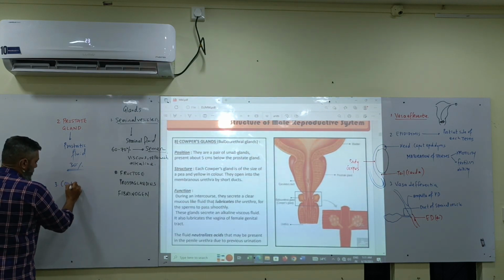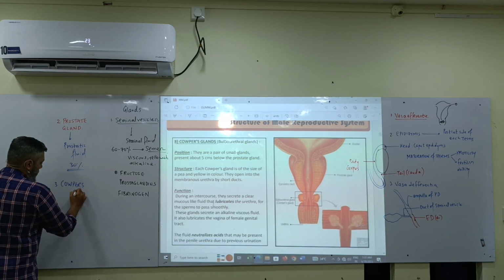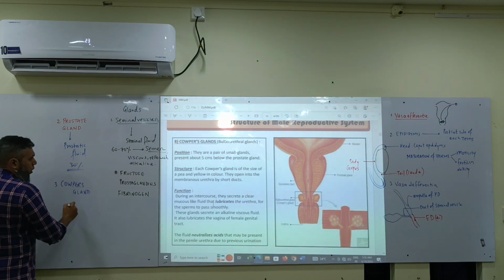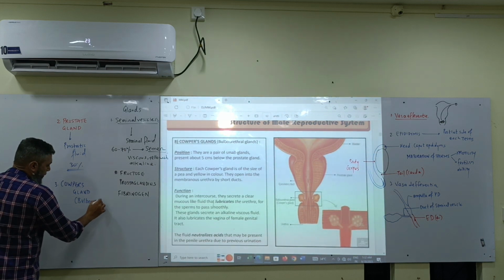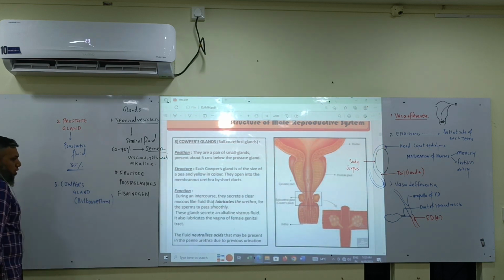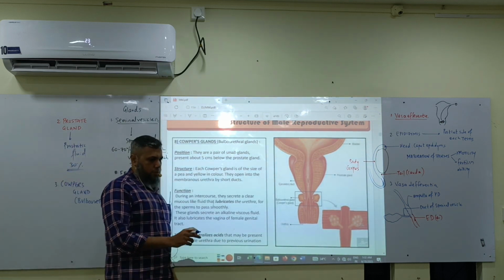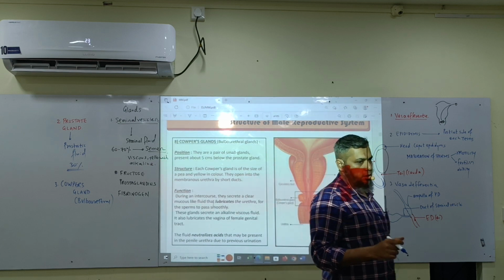What is the next gland? It's Cowper's gland, and the Cowper's gland is also known as which gland? It's also called as bulbourethral gland. What's the Cowper's gland called? Bulbourethral glands. इसके पहले कौन सा gland किया था हमने?